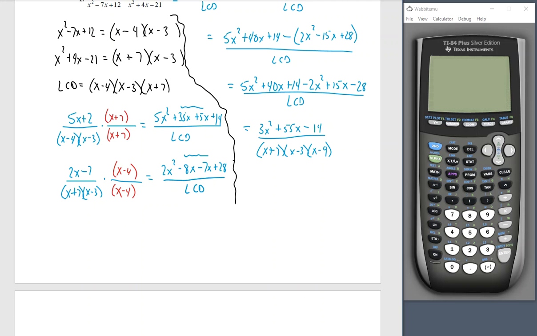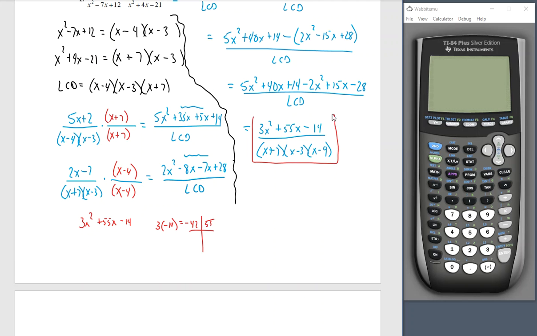Okay, so let's see what we can do over here. 3x squared plus 55x minus 14. If we were to multiply 3 times a negative 14, that's a negative 42. We want to multiply to be a negative 42 and add to be 55. That's not going to happen.